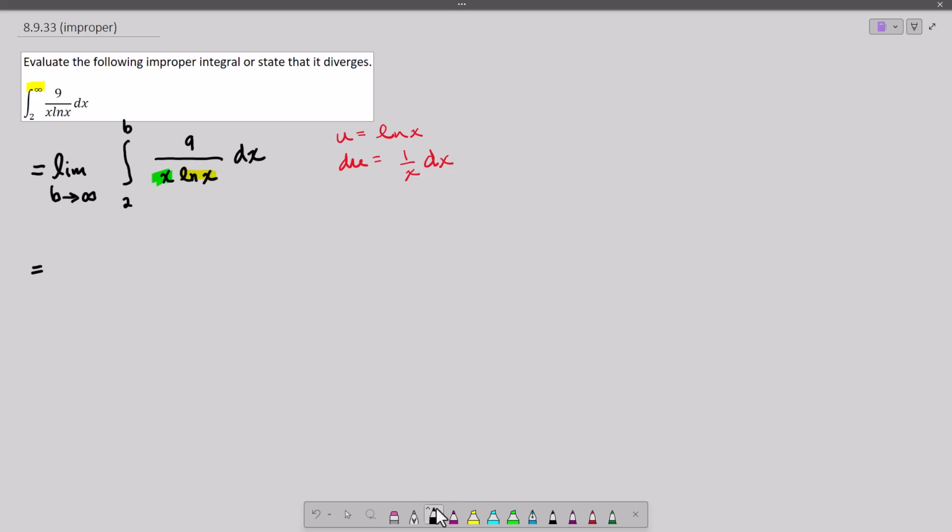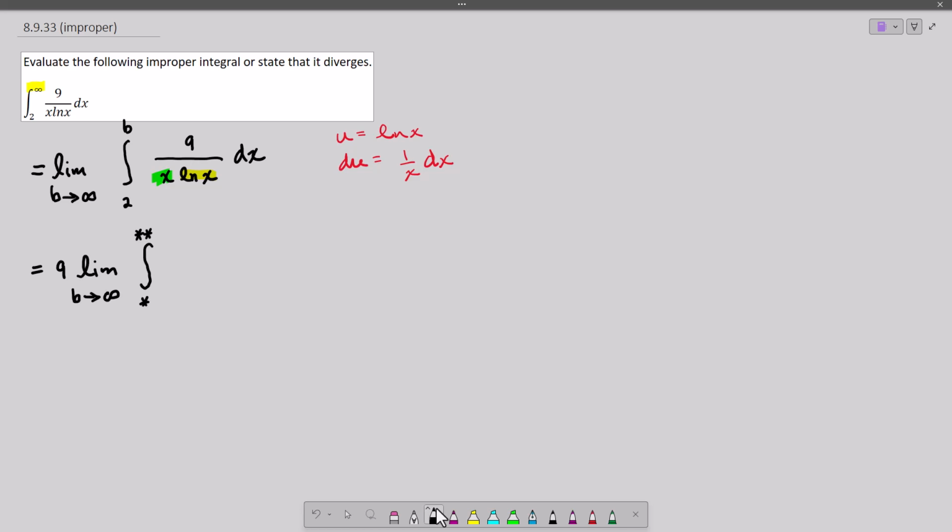So this is going to give us 9. I'm going to factor that 9 all the way out to the front. 9 times the limit as b goes to infinity. And we're converting over to u's now. And I'm not going to convert the limits. I'm going to put some placeholder limits here.